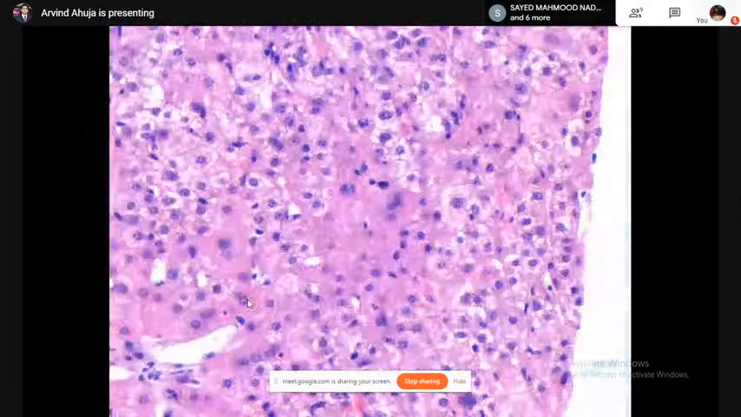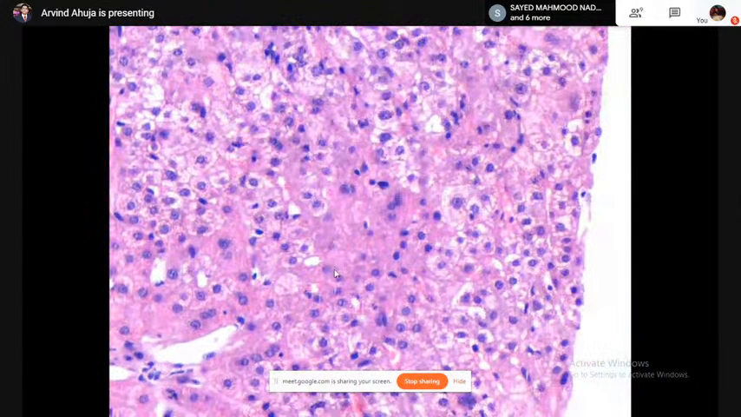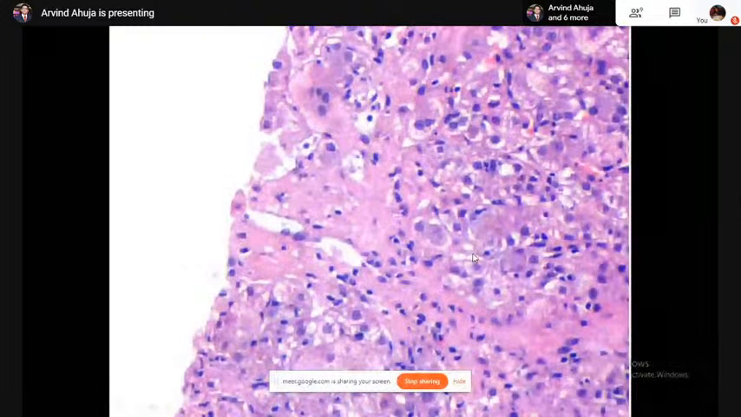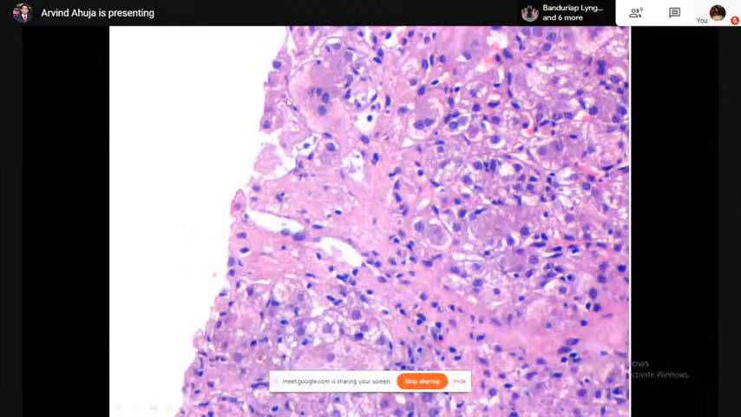Another focus showing confluent hepatic necrosis. Confluent means there are multiple hepatocytes which are showing necrosis, and the adjoining hepatocytes are showing ballooning. Another high power view shows dilated and ballooned hepatocytes with multinucleation, which indicates that there is some degenerative activity going on. There is degeneration of the hepatocytes with clearing of the cytoplasm and plumping.